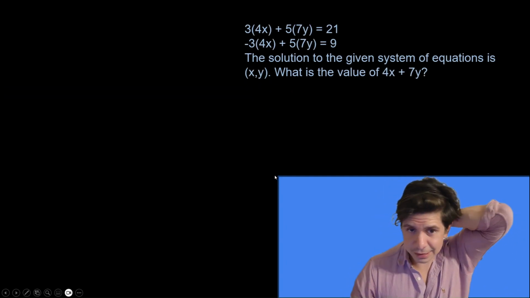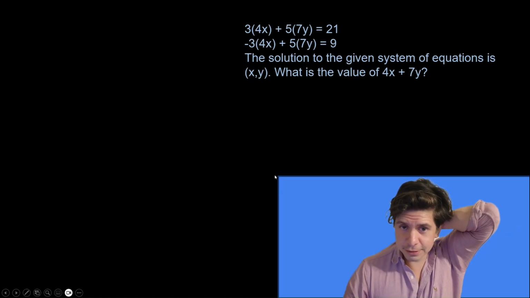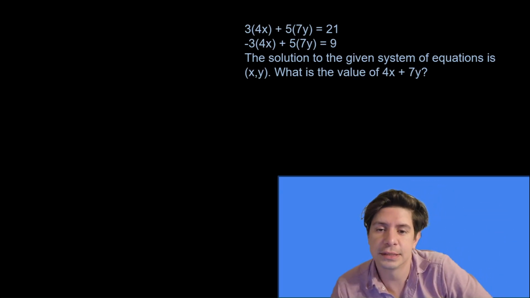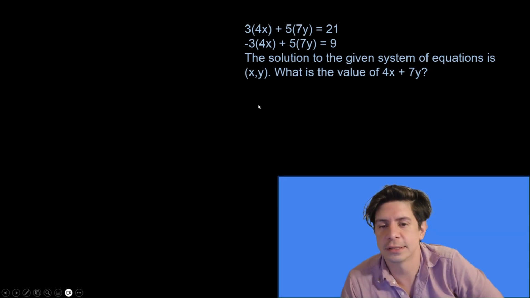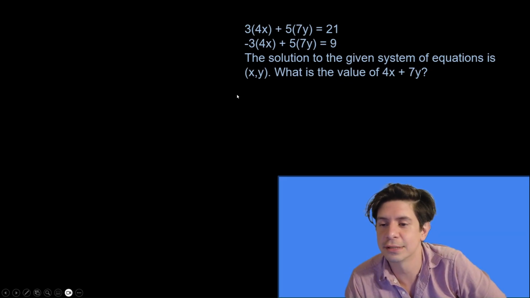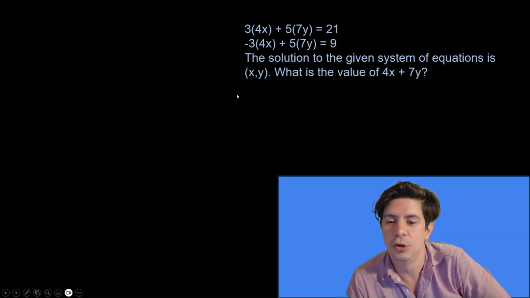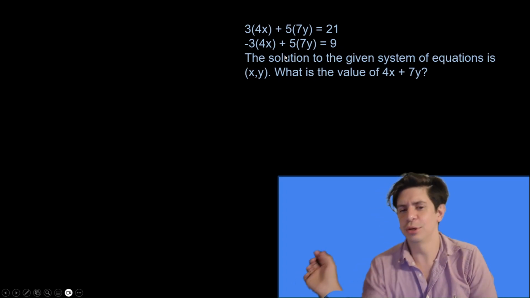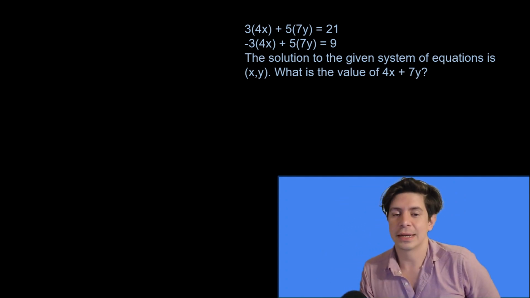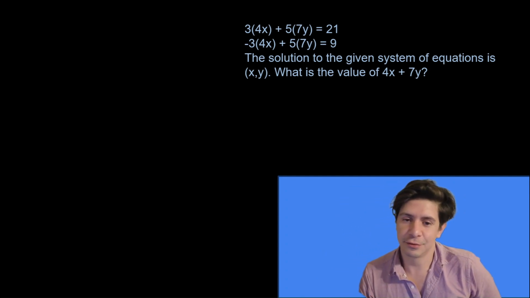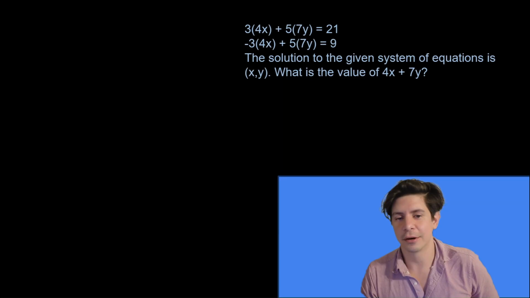Then we have this here, 3 times (4x plus 5) times 7y equals 21. Negative 3 times (4x plus 5) times 7y equals 9. The solution to the given systems of equations is xy. What is the value of 4x plus 7y? So the issue here is people will plug this into Desmos, solve for it, but they're getting x and y, not 4x and 7y, and then they have to work it out and go from there.